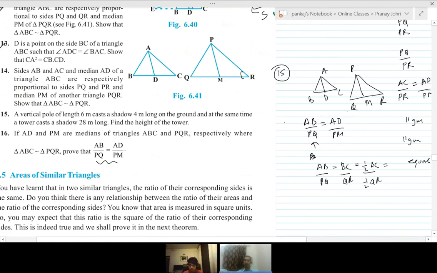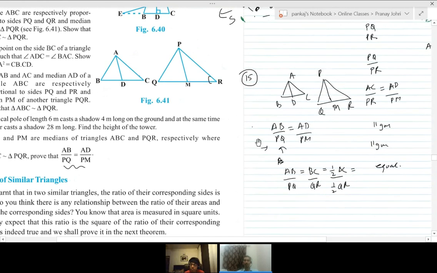Now, what we have just proved is actually applicable for a few other cases also, just like altitude. So that is far simpler than even the median.